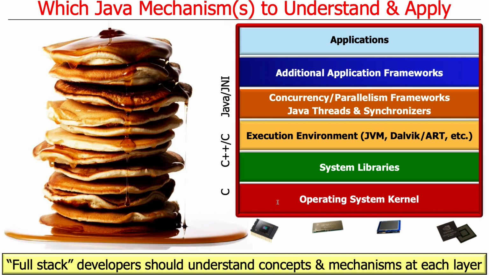OK, so the key point to take away from all this is that to be a coveted full-stack developer, which is what we should all aspire to if we want to go off and do software these days, you should understand the concepts and the mechanisms at each of these different layers. So, at the very least, knowing from the execution environment layer up is important. You don't necessarily have to understand how the operating system kernel works at the lowest level, because chances are you will never program that anymore.